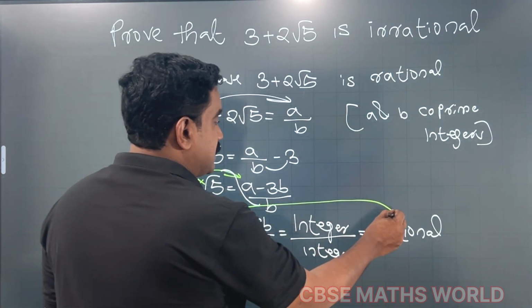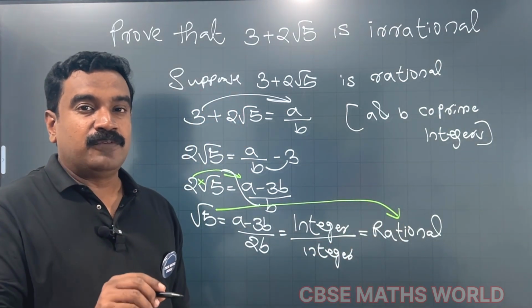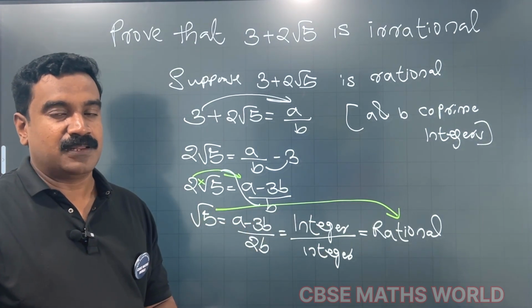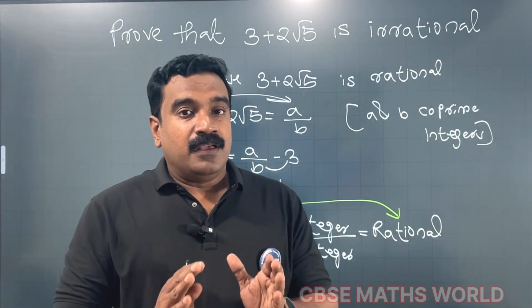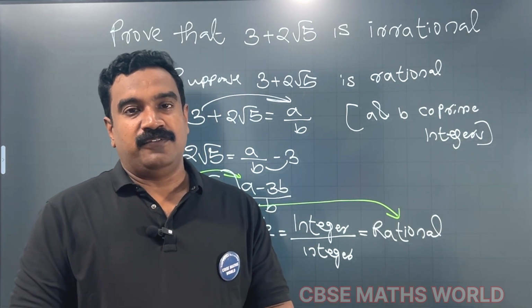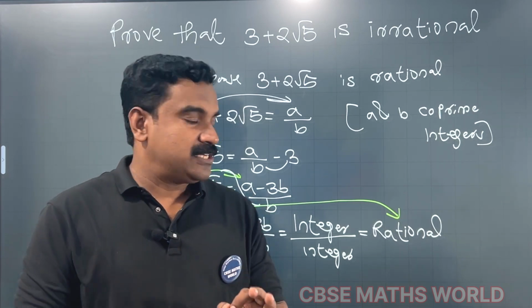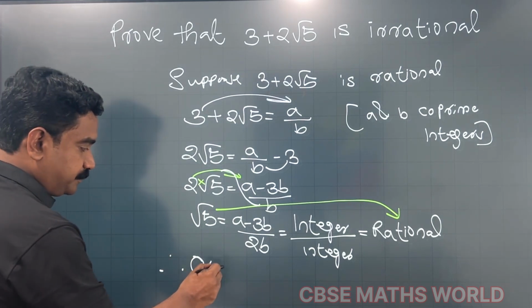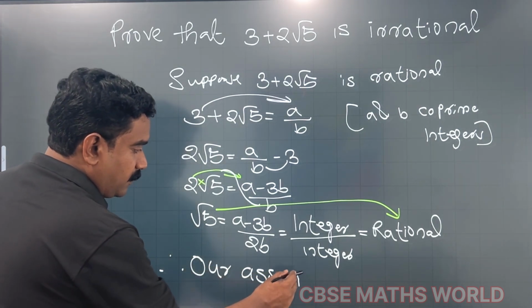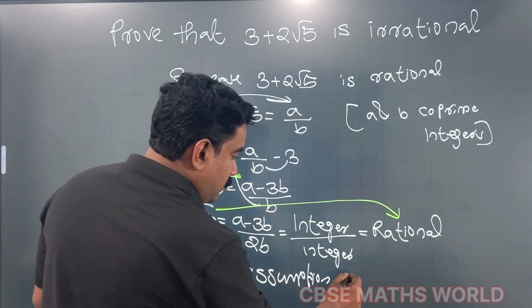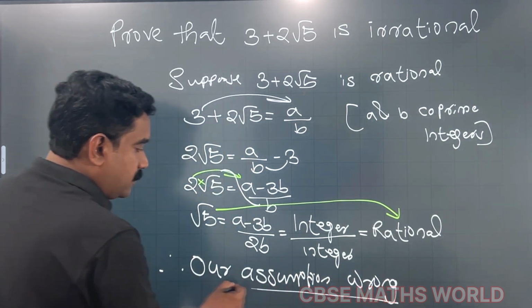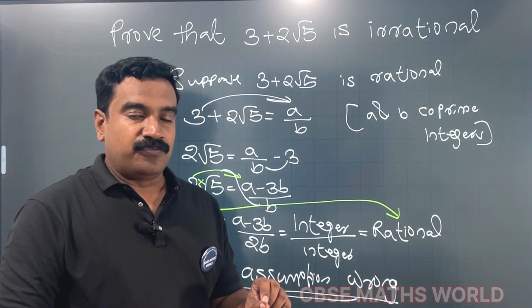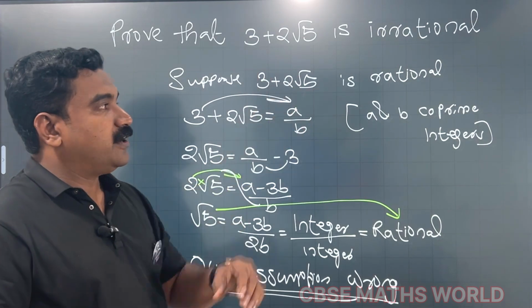But what we got says it is a rational number, while root 5 is irrational. So it contradicts the fact that root 5 is irrational. You need to write here: it contradicts the fact that root 5 is irrational. Therefore, our assumption is wrong. Therefore, 3 plus 2 root 5 is an irrational number. We need to conclude this way.